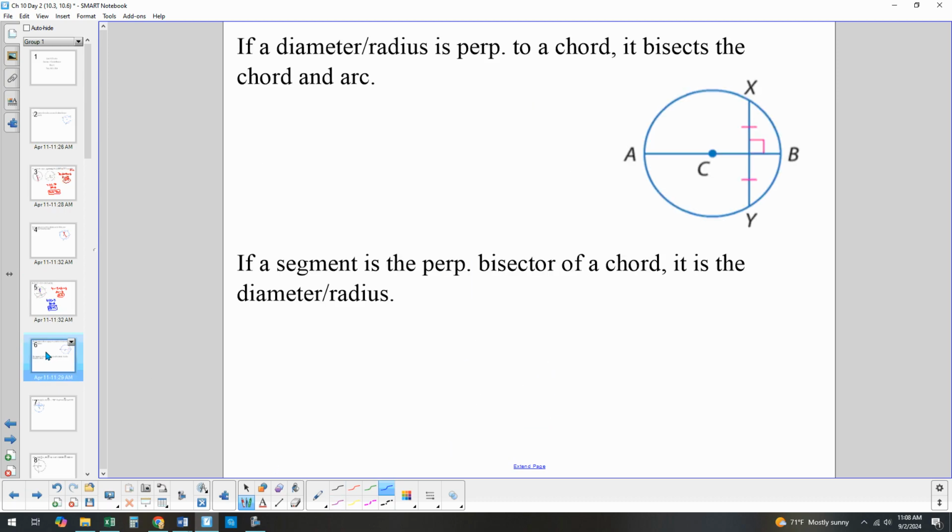If a diameter or radius is perpendicular to a chord, it bisects the chord and the arc. So if either radius CB or diameter AB is perpendicular to chord XY, that means the chord got cut in half and the arc got cut in half. And also, if we know that we have a segment that is the perpendicular bisector of a chord, that segment must be part of the radius or the diameter.